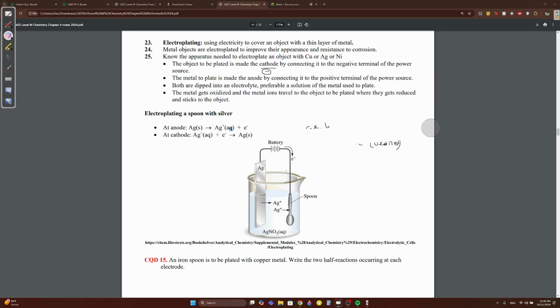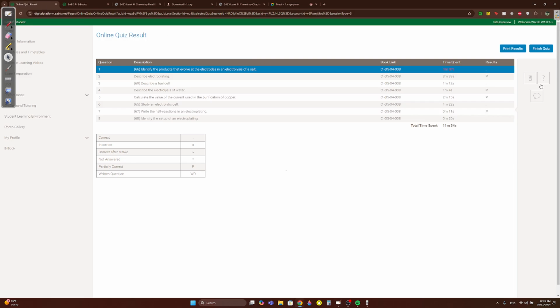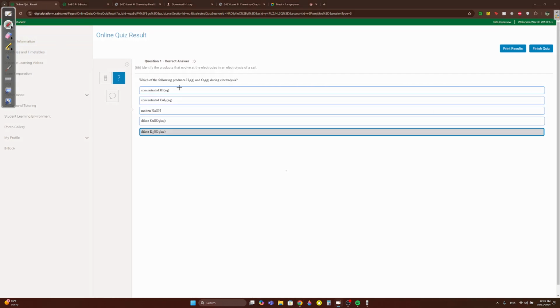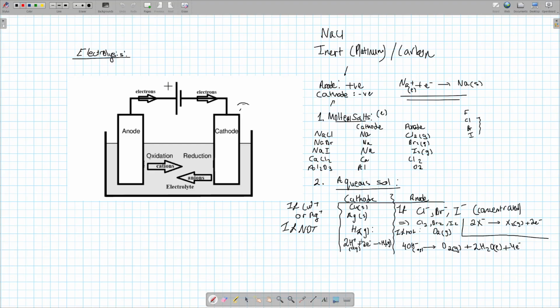I don't know what else I can say to explain more. Let's start. This one, question one, is supposed to be 4.7. Which of the following produces H2 and O2 during electrolysis? Obviously, remember, to get H2 and O2, it was our table over here. To get H2, it has to be a metal other than Cu and Ag. And to get O2, it has to be something other than Cl, Br, and I.